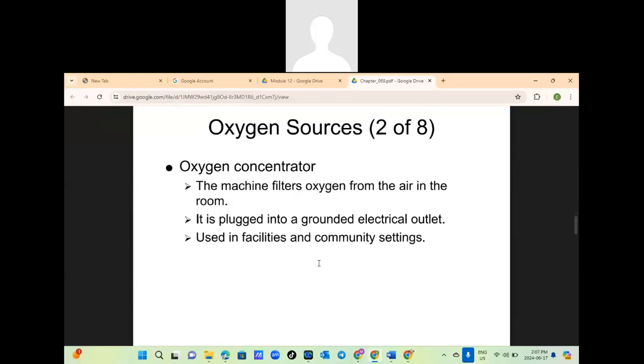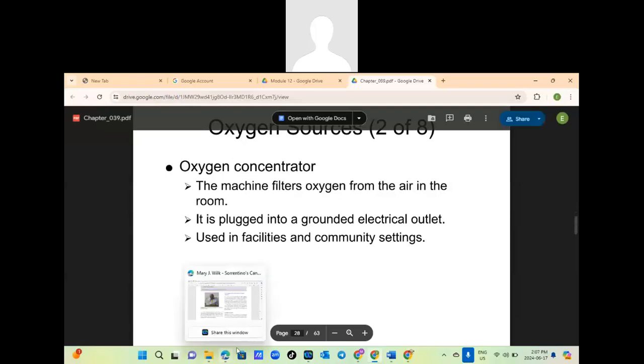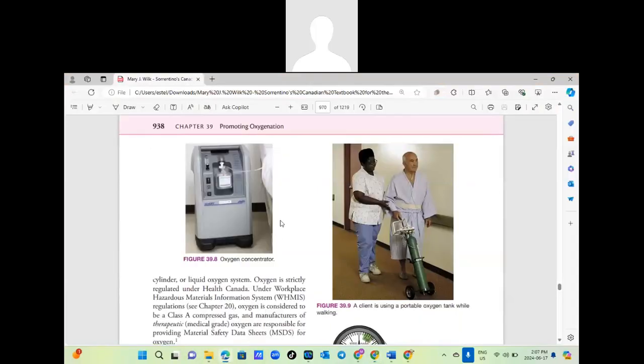All right. So let's move on over here. The oxygen concentrator. The machine filters oxygen from the air in the room. It is plugged into a grounded electrical outlet, used in facilities and community settings. So this is an example of a machine concentrator. I think I had one resident before that had this one. It makes oxygen.